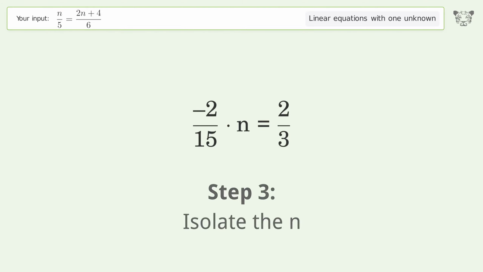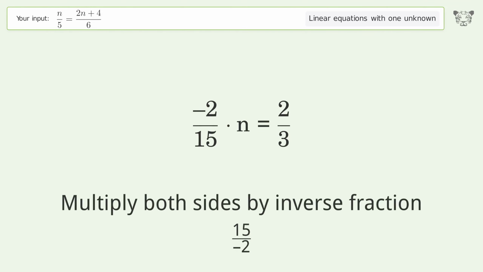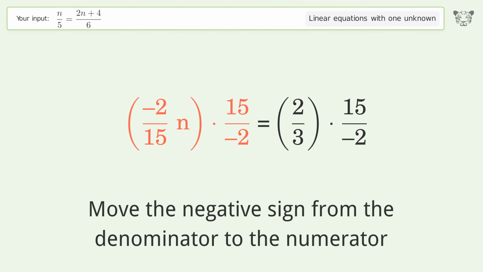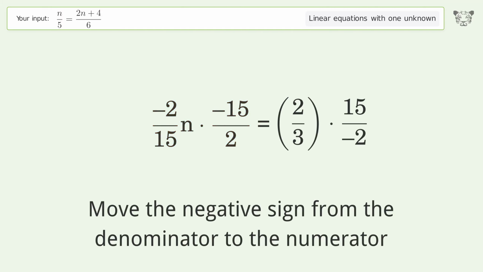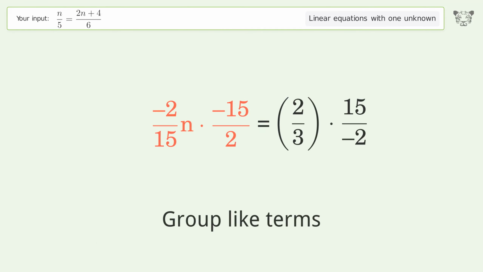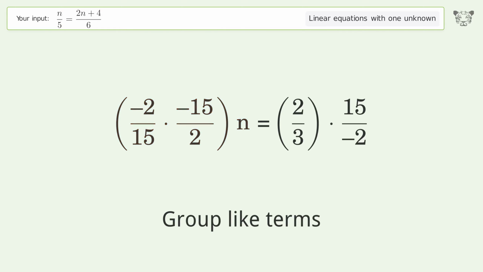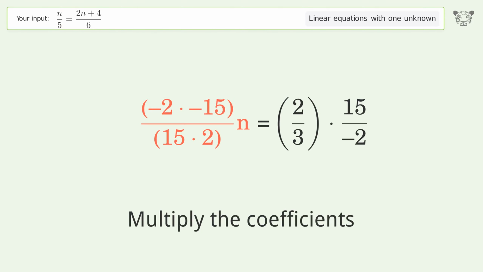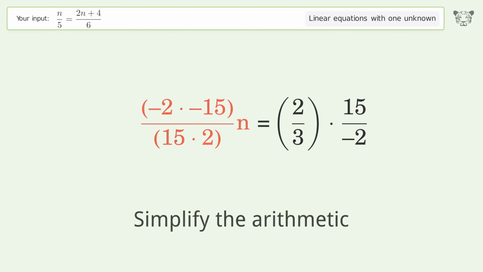Isolate the n. Multiply both sides by the inverse fraction 15/2. Move the negative sign from the denominator to the numerator. Group like terms. Multiply the coefficients. Simplify the arithmetic.